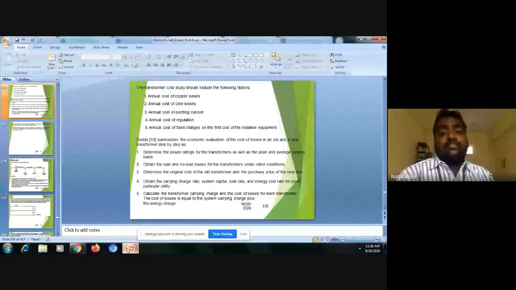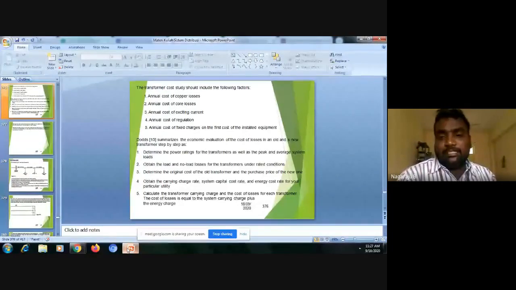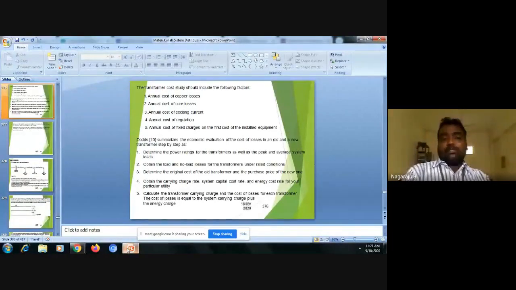Okay, third one is determine the original cost of the old transformer and the new purchase price of the new transformer. Okay, this is about one. And obtain the carrying charge rate, system capital cost rate, and energy cost rate for your particular utility. Okay, these are the things you need to remember.